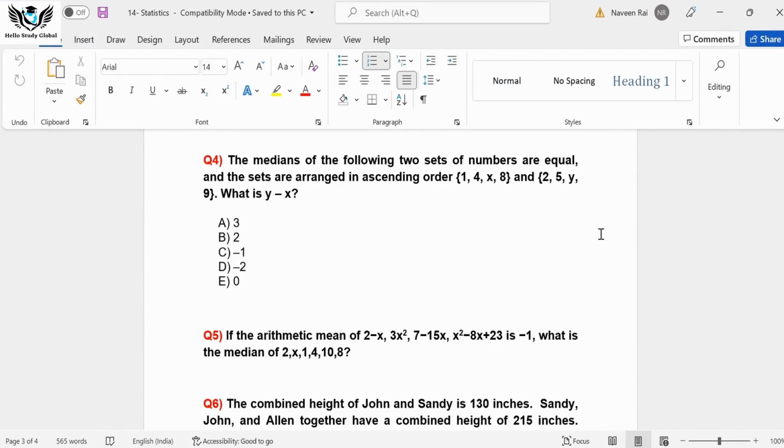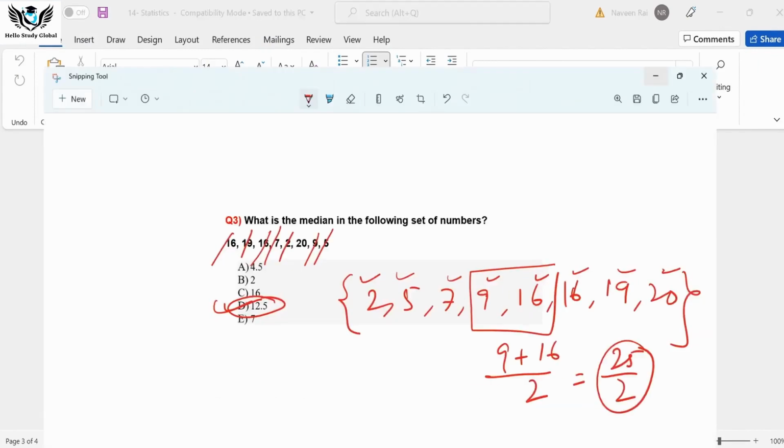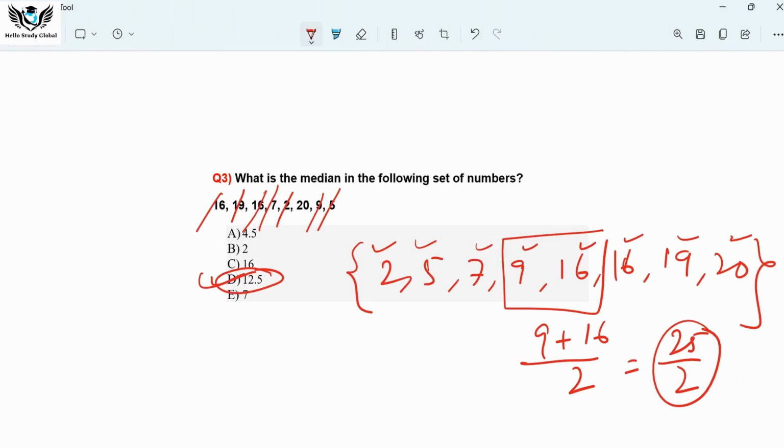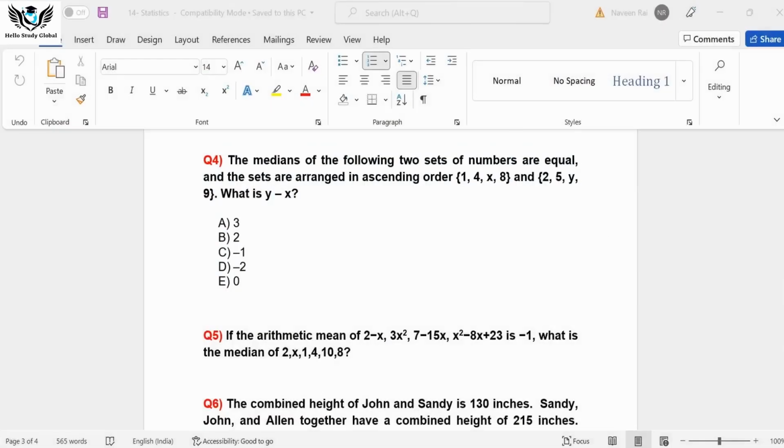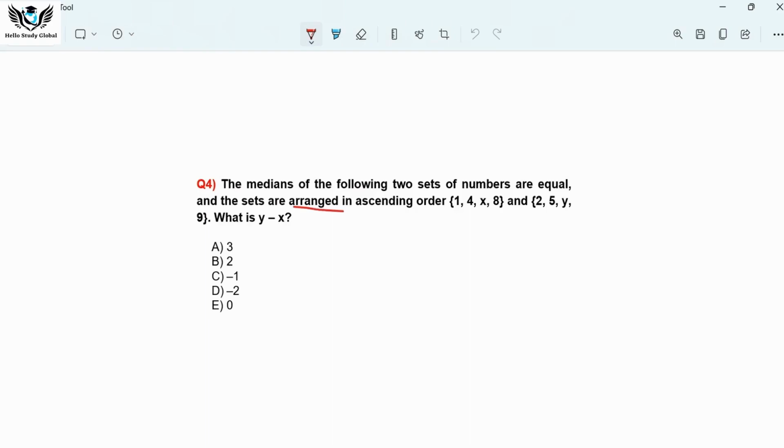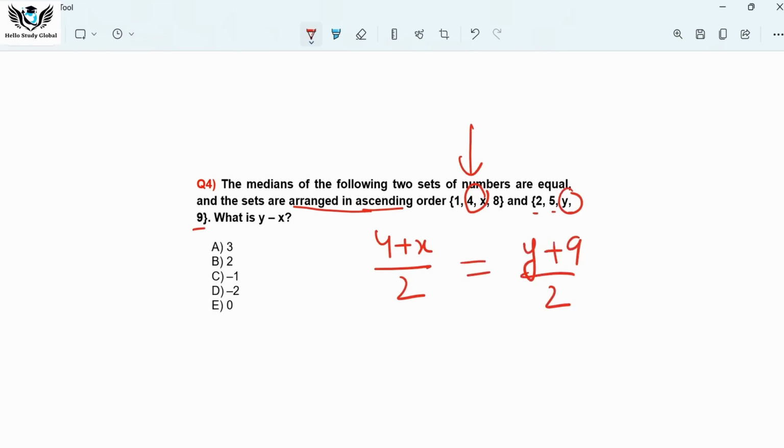Okay, so the median of the following 2 sets of numbers, they're saying, are equal. So medians are equal. So let's calculate the median. Median is nothing but the middle value, and these terms are already arranged in ascending order, so we don't need to change the sequence. So median would be the average of middle 2 terms. So (4 plus x) by 2 would be the median of this set, and 1 2 3 4 terms are here. So (y plus 9) by 2 would be the median of the second set, and they are equal. So what can we say? 2 would get cancelled, and we are supposed to find the value of y minus x.